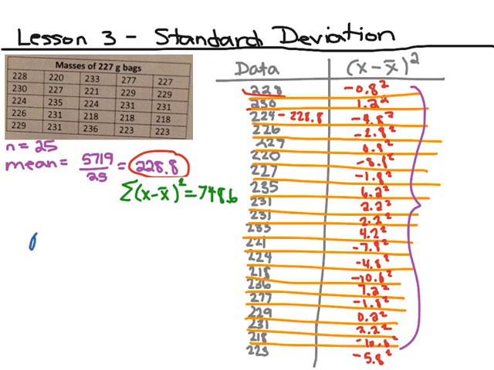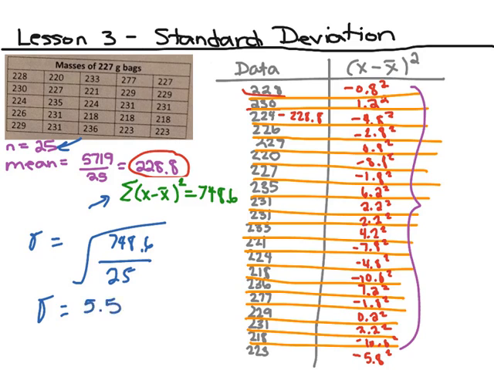Now to find sigma, you do the sum, 748.6, divided by the number, 25, and then you square root it. When you square root it, you should get 5.5. And we're talking about a deviation of grams, so it would be 5.5 grams. So that's how you find standard deviation.